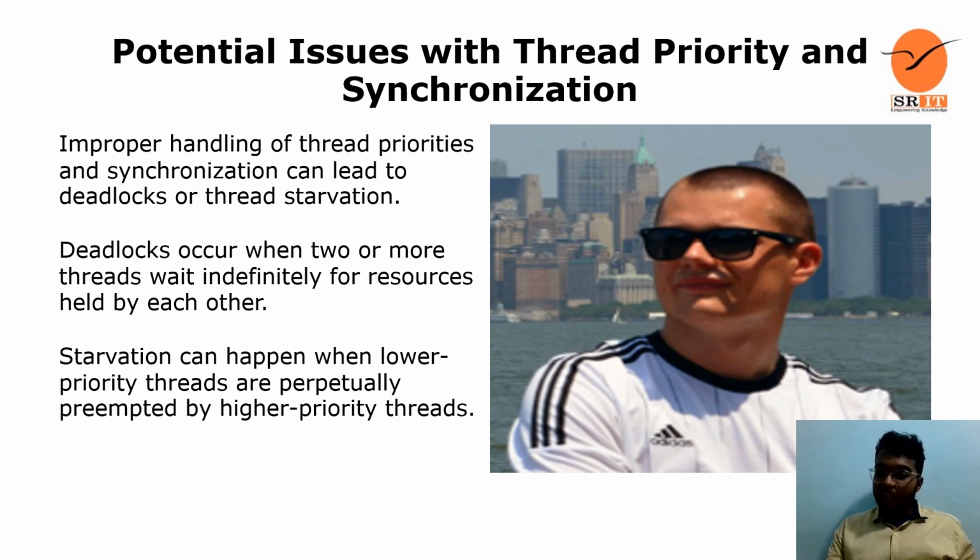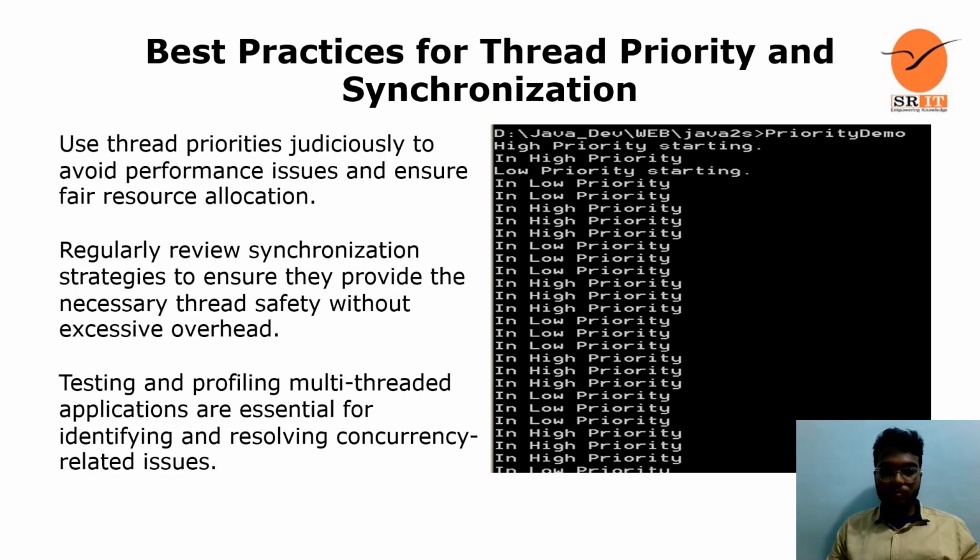Deadlock occurs when one process is trying to acquire the resource of another process, and that process is trying to acquire the resource from this process. This leads to deadlocks and eventually towards starvation. Starvation can happen when lower priority threads are perpetually preempted by higher priority threads.